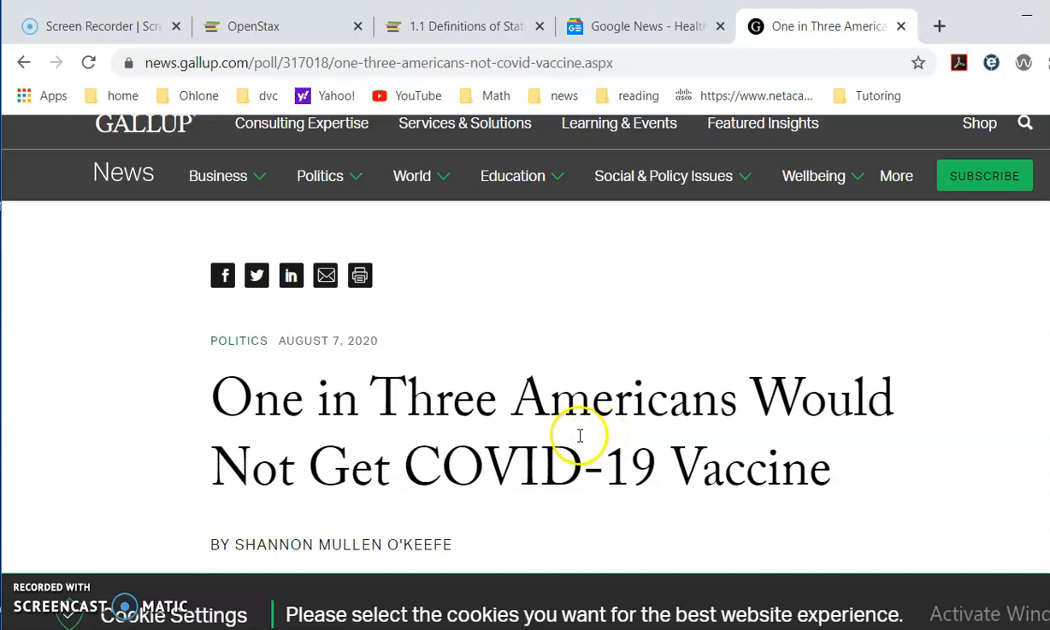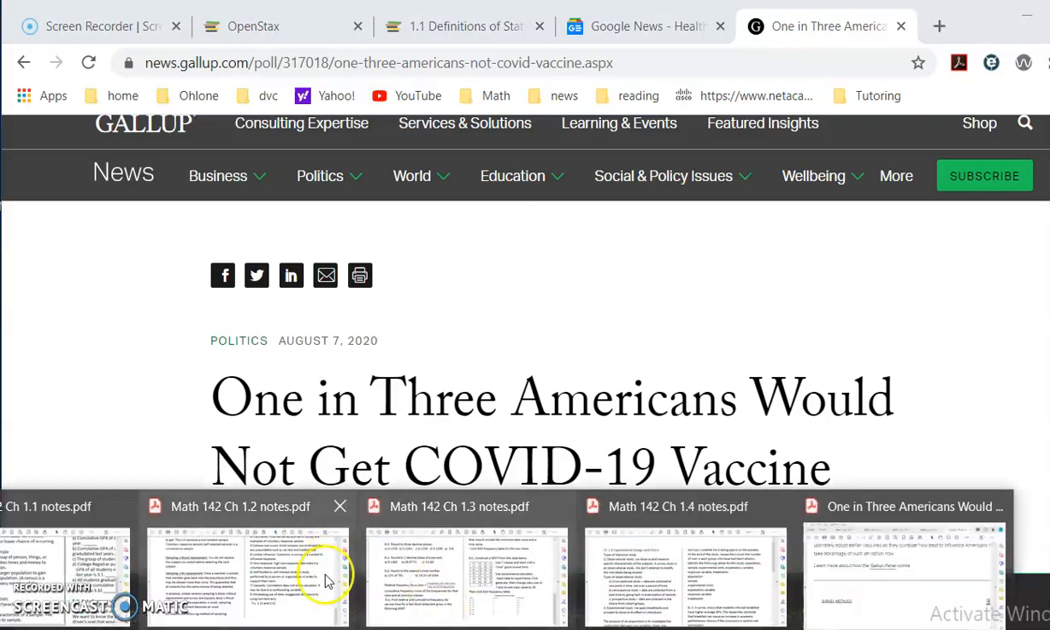Although they only talk to 7,000 people, America has millions of people living here. But out of the 7,000, they are bold enough to say that is enough to conclude that 1 in 3, the same percentage of Americans, will not get the vaccine. So let's go back to our notes.